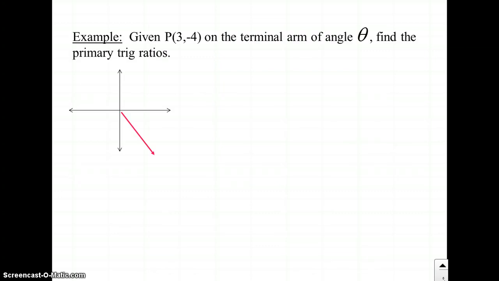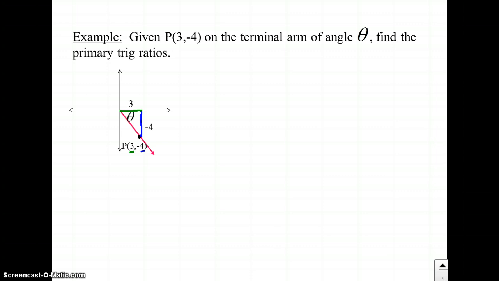Okay, our next example: given point P(3, -4) on the terminal arm of angle theta, find the primary trig ratios. So there's the point (3, -4). It's on the terminal arm of an angle theta in standard position. So if I want, I could make a right angle triangle, look something like this. Then I know that the x coordinate is 3, the y coordinate is -4, right? X is 3, I'm 3 units to here. The y coordinate's -4, that means I'm 4 units down to here. All right, so we've got our triangle made.